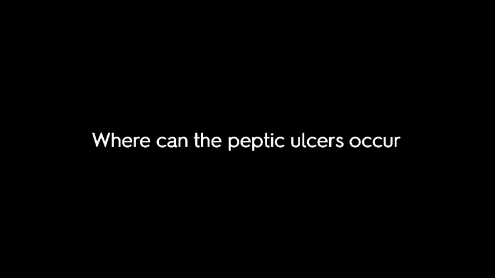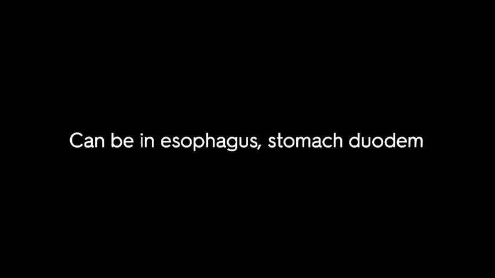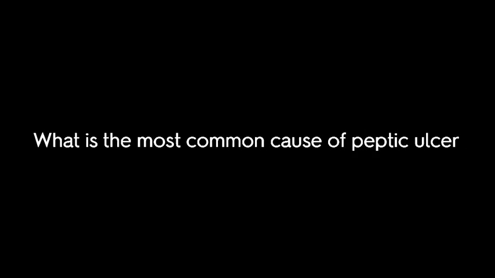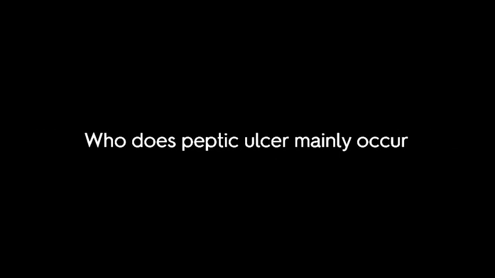Where can peptic ulcers occur? They can be in the esophagus, stomach, duodenum. What is the most common cause of peptic ulcer bleeding? GI bleeding. Who does peptic ulcer mainly occur in? Mainly in males, but increasingly in females. True or false, erosion is not present? False, it is present.